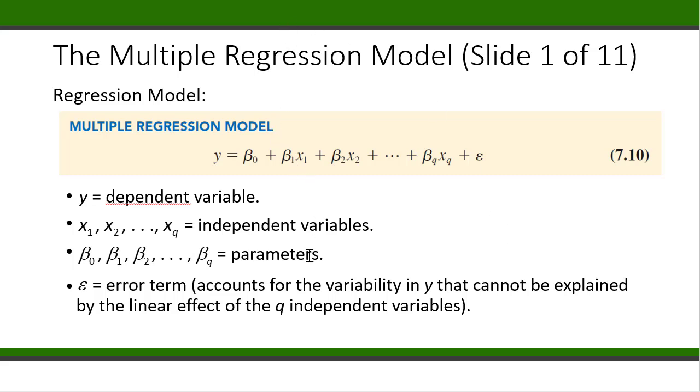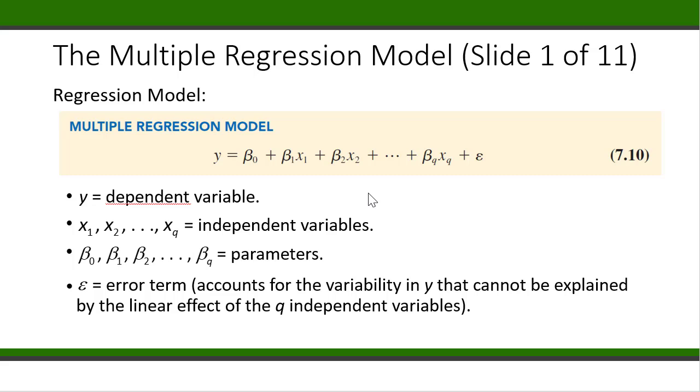So the multiple regression model looks like the following. y is equal to beta 0 plus beta 1 times x1, the first variable, plus beta 2 times x2, the second variable, all the way out to beta q times xq, the q-th variable, plus some kind of error term. That error term accounts for the variability in y that can't be explained by the linear effect of the independent variables. So it's just like the simple regression model, except we're adding more independent variables.